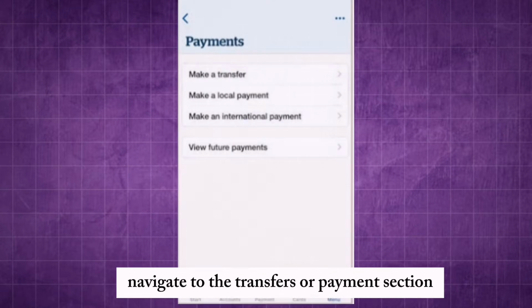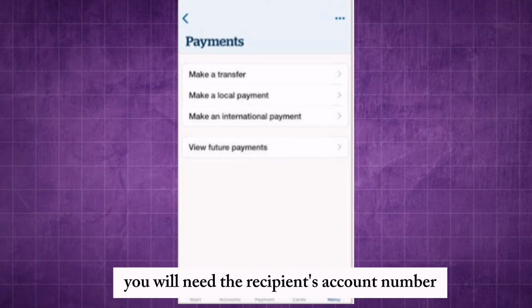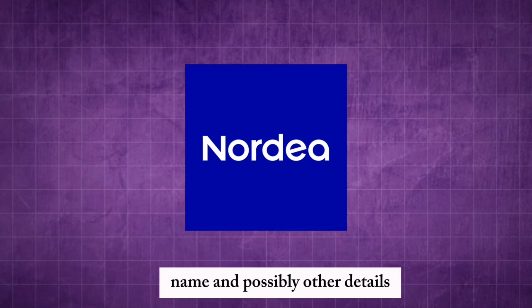Once logged in, navigate to the transfers or payment section. You may need to add the NORDEA account as a recipient. You will need the recipient's account number, name, and possibly other details.